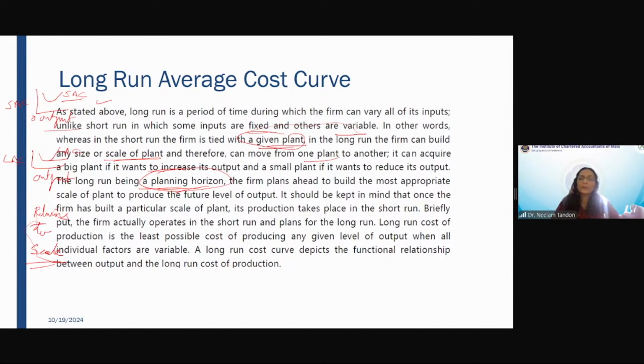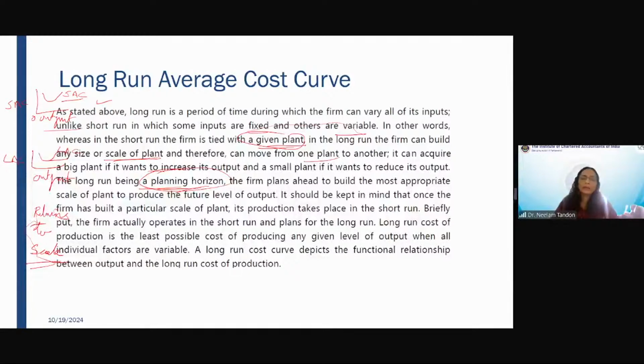Then you ensure that you get the right kind of supplier of raw material so that you have no issue in the long term. And at the same time, you work on the technology front also. If you feel that the technology you're using today is not so profitable, you'll look for technology which can give you high returns in the future. So for the long term you plan over a period of time, and then you execute it. That is why it is also known as planning horizon.